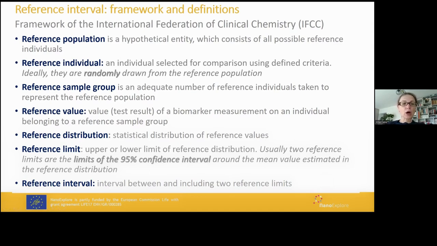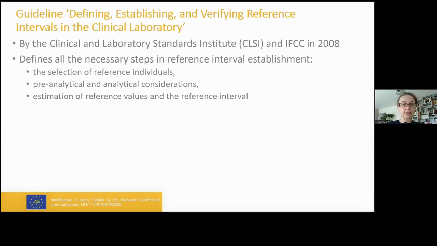So now I will show you how we can apply the guidelines to establish these reference intervals. These guidelines were co-authored by the International Federation of Clinical Chemistry and the Clinical and Laboratory Standards Institute in 2008, and these guidelines are still operational and good to follow. This guideline defines all the steps to establish a reference interval, starting from how we have to select the reference individuals, and all the statistical aspects that should be assessed.